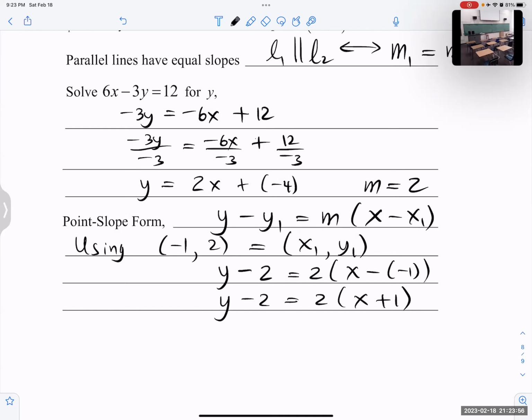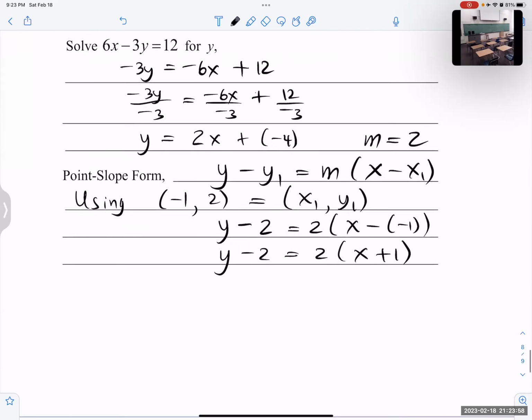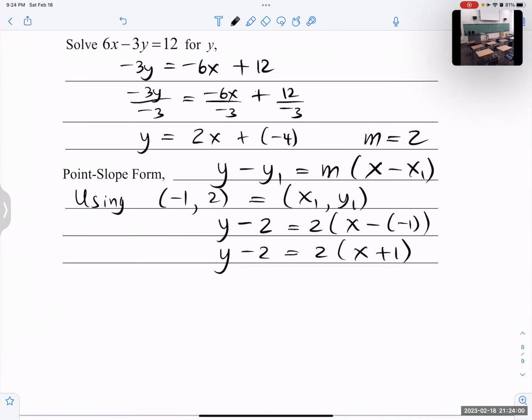If you're asked for slope-intercept form, then you have to solve for y. So we would distribute the 2. So we have y minus 2 equals 2 times x plus 2. So y equals 2x plus 4 is the equation of the line in slope-intercept form.